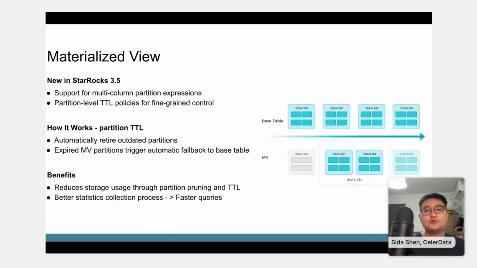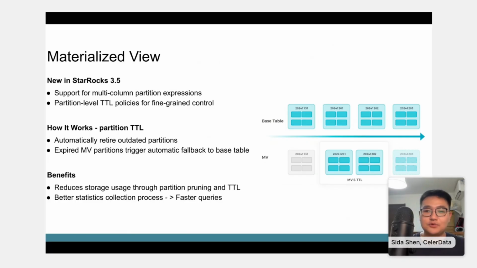And for materialized views, first, we supported multi-column partition expression. Before 3.5, if you wanted to partition a materialized view, you could only do that with a single column, which is not very good. Now we support multiple columns. But the really cool thing is we also support partition-level TTL, not only for the tables we just talked about, but also for materialized views, for finer-grained control. It's the exact same thing.